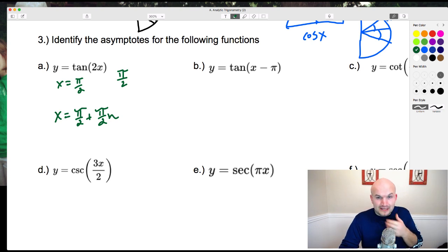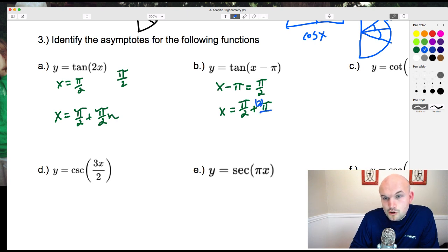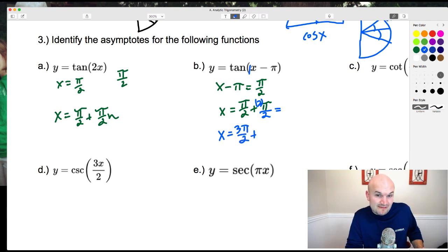Now here, what we have is a transformation. So I want to set what's inside my function, x minus pi, equal to pi halves, and then solve for x to find where the new asymptote is. So x equals pi halves plus pi, and I can get common denominators by multiplying by 2 over 2. Therefore that equals 3 pi halves. My final answer is x equals 3 pi halves plus the period, which here is pi divided by 1, so it's just pi. So, pi n.